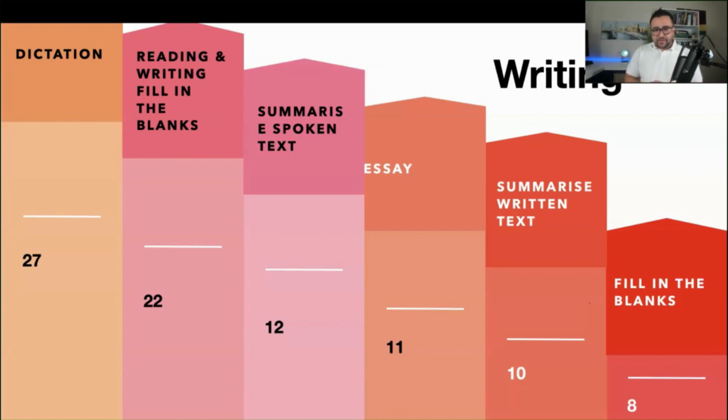For writing, if you want to get a good score, stop spending too much time on essay writing and summarize written text, and rather spend more of your time on write from dictation and reading and writing fill in the blanks, because together these two questions carry almost half of your writing score. In fact, more than half of your writing score. And without getting that score, you'll never be able to get the score you want. So these are two important things for you to remember.